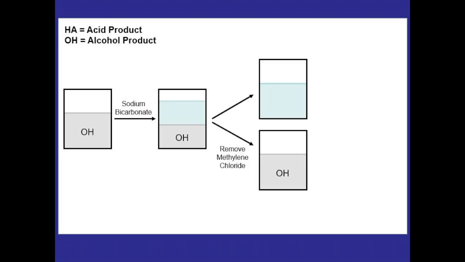Now we have our alcohol product separated, but just in case any acid product happened to move into the organic phase with the methylene chloride extracts, we'll add sodium bicarbonate that will deprotonate any remaining acid and move it into the aqueous layer. Then we can separate those two layers and dry the organic phase with sodium sulfate to remove any leftover water. Once we have our dry organic phase, we can evaporate the solvent, leaving a crude alcohol product.